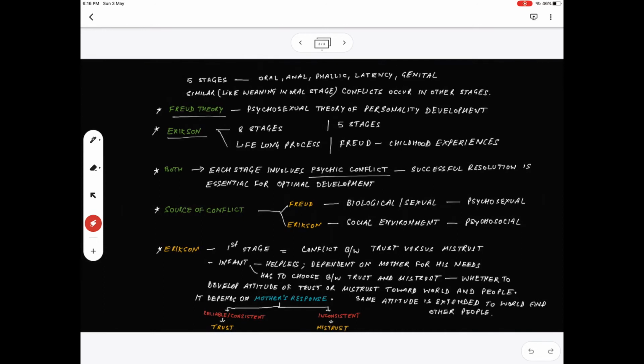But Erikson differs with Freud here. He says that the source of conflict is social. The source of the conflict is the social environment. So there is a psychic conflict, and the source is your social environment. That's why his theory is called the psychosocial theory of personality development. For example, Erikson's first stage is a conflict between trust versus mistrust.